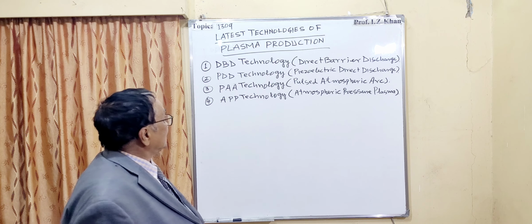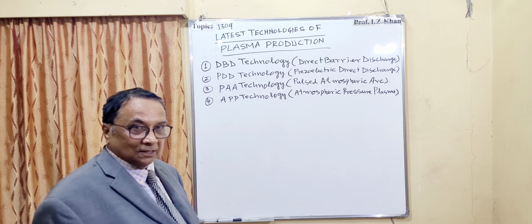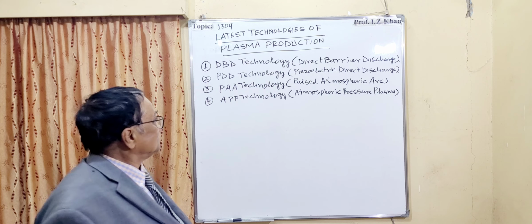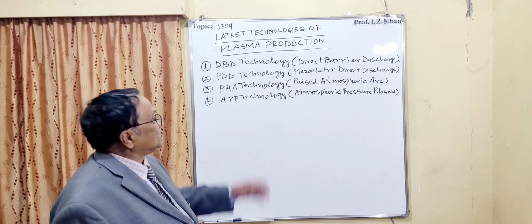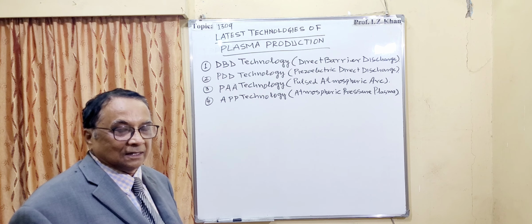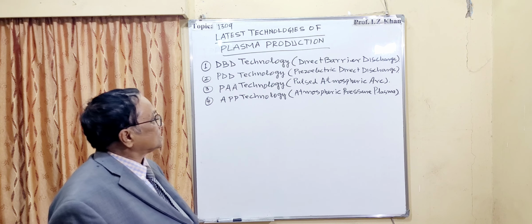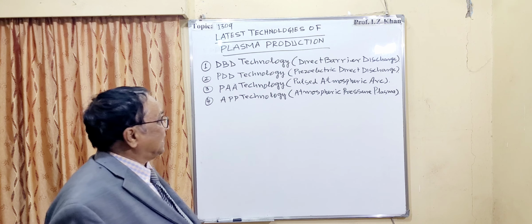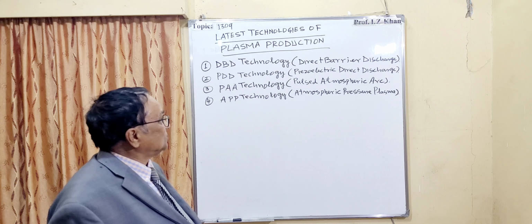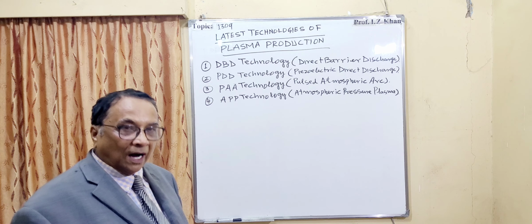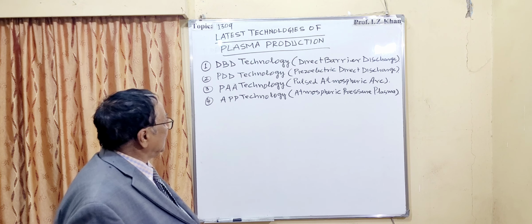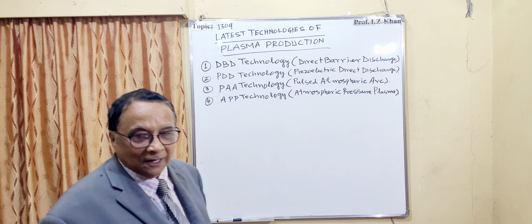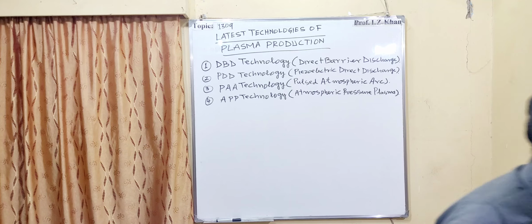So number two is PDD technology. PDD technology means piezoelectric direct discharge. There are some materials which have piezoelectric, dielectric property, and under certain pressure they discharge. And number three is PAA technology. PAA technology means pulse atmospheric arc. And number four is APP technology, that is atmospheric pressure plasma. So I am going to show you the technologies.